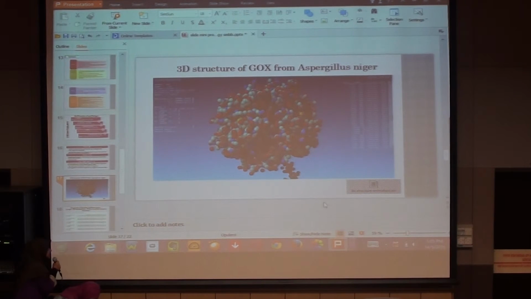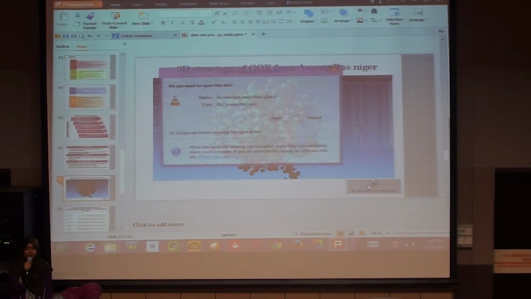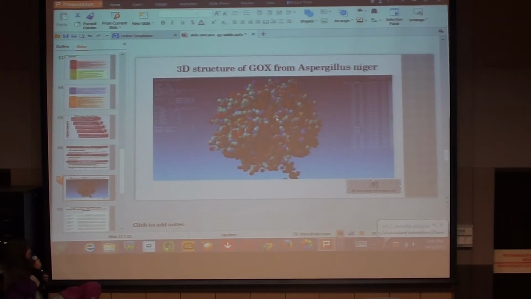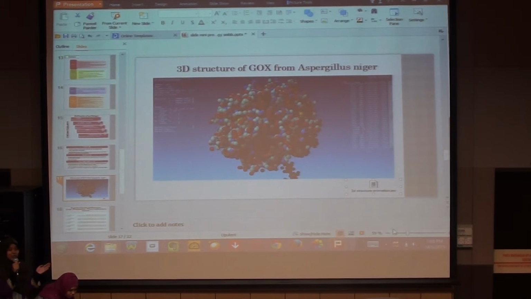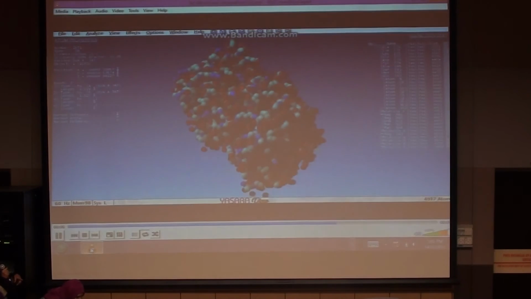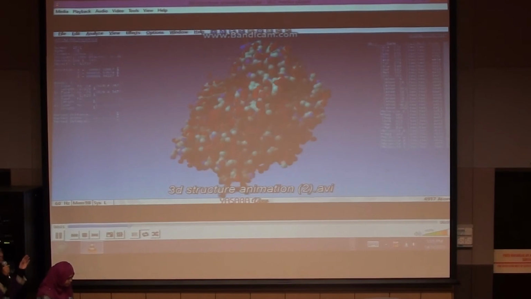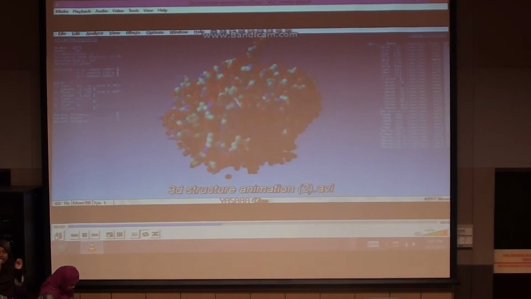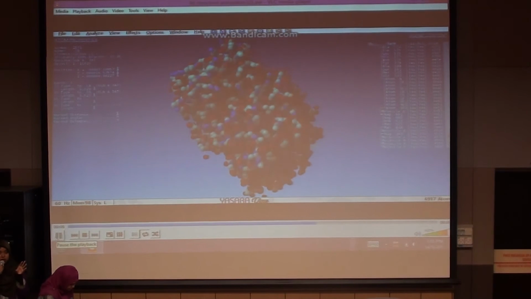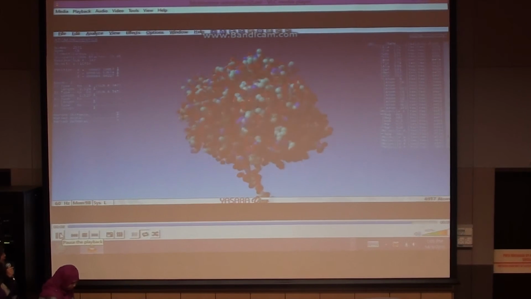Okay, so this is the 3D structure of glucose oxidase from Aspergillus niger. We obtained this from PDB, the Protein Data Bank, and we viewed it through YASARA. Okay, so this is why we use YASARA, because in YASARA we can zoom in on each molecule or residue.